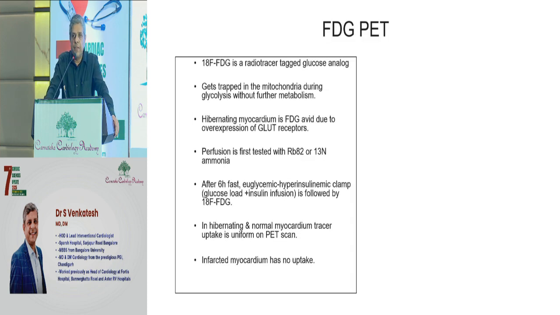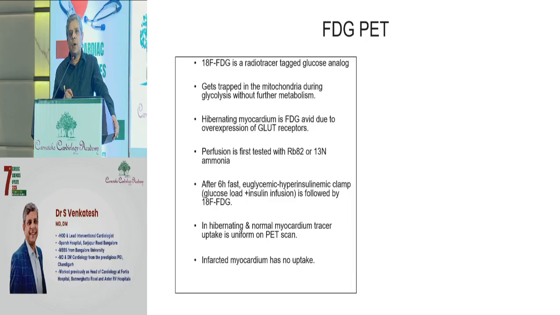Now, coming to FDG PET, this 18F FDG is a radiotracer. It's a glucose analog which has been tagged with fluorine. It enters into the cell, and during glycolysis it gets trapped, and there is no further metabolism. We know that when there is hibernating myocardium, the glucose transporter receptors on the surface of the myocyte are overexpressed, and therefore hibernating myocardium accumulates a lot of this FDG.